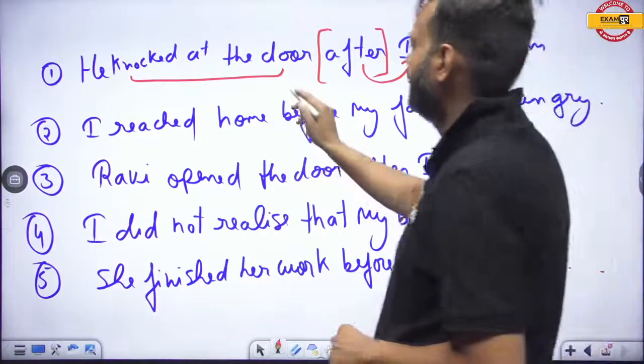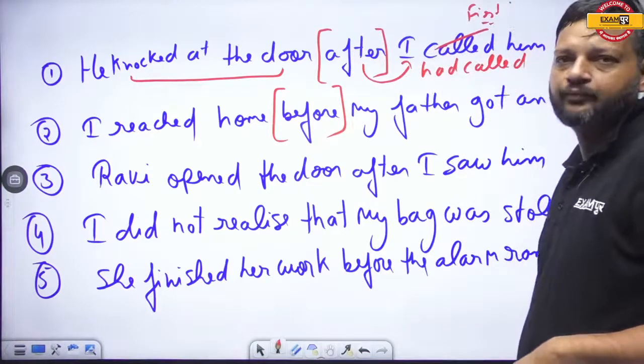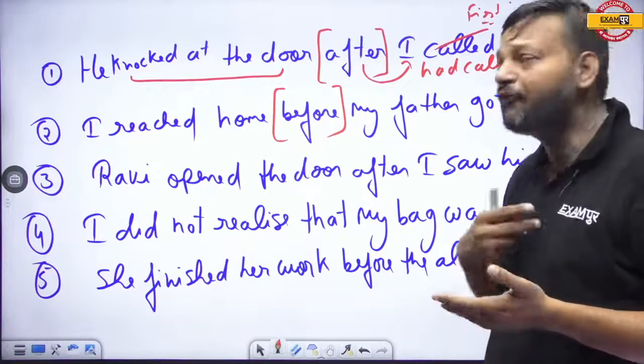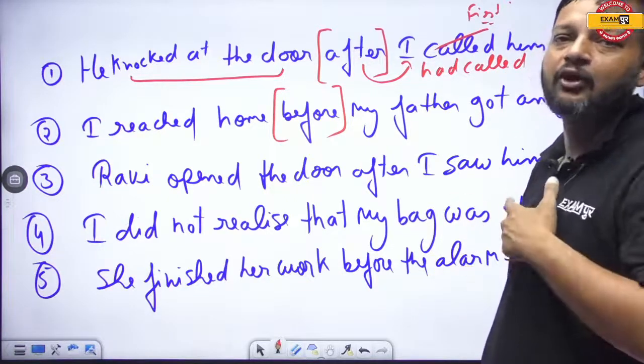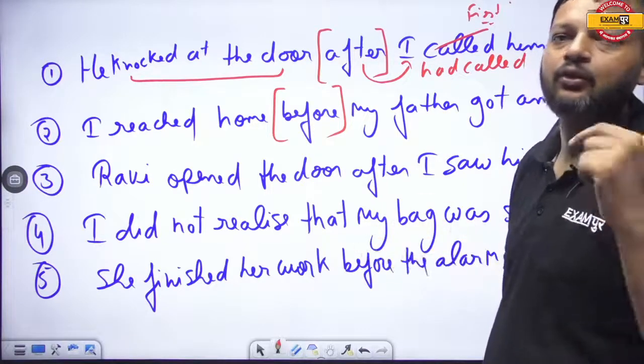Now, I reached home before my father got angry. So here we have before. Now what does this mean? I reached home. And when did I reach home? Before my father got angry. So my father got angry, but before he got angry, I reached home.